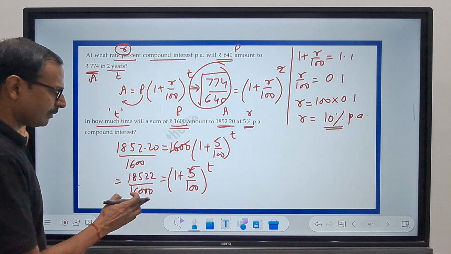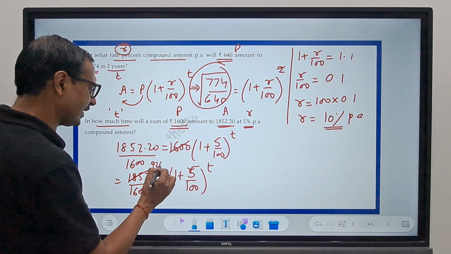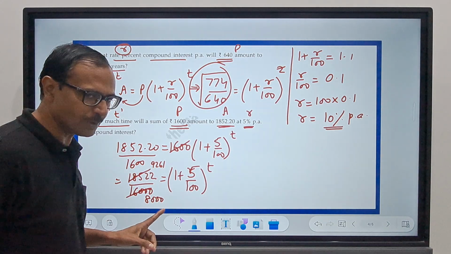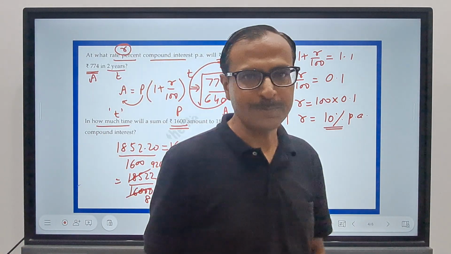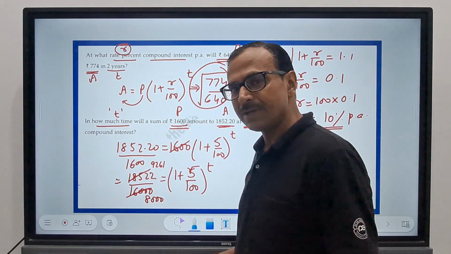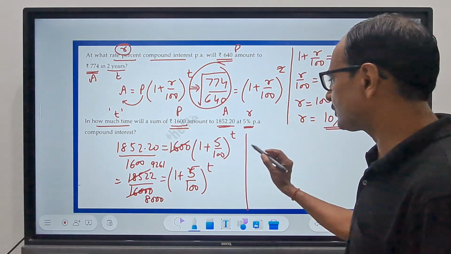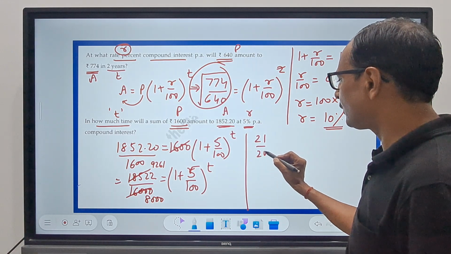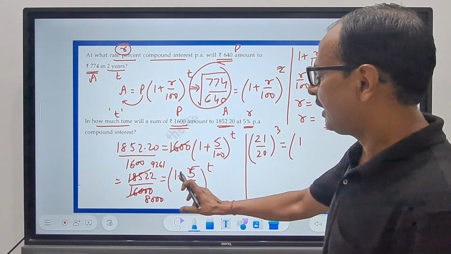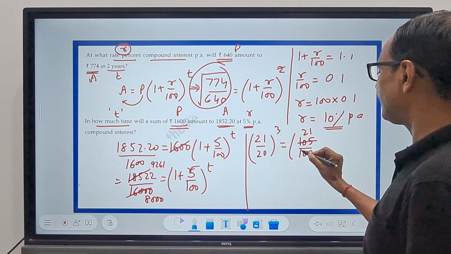Now I can see 2 getting cancelled here. This will become 9261 and this will become 8000. And immediately when I see 9261 and 8000, I know my calculation is getting easier. Why? Because 9261 is 21 cube and 8000 is 20 cube. And so the left hand side, 9261 upon 8000 reduces to 21 upon 20 whole cube. And on the right hand side, I have 105 upon 100, which is again 21 by 20.